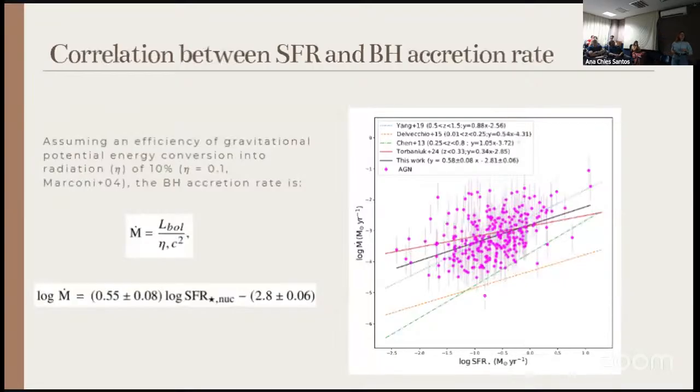We also measure the black hole accretion rate in these AGN. So we can see here that with a higher star formation rate, we have a higher black hole accretion rate. We have a weak correlation here in the black lines. This work is in agreement with other literature.